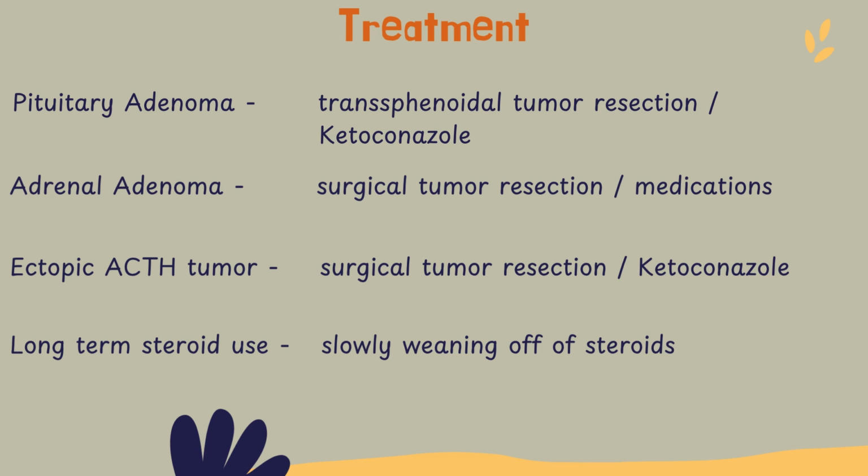And last but not least, if our Cushing's syndrome is due to long-term steroid use, the treatment involves gradually reducing the steroid dosage, and it has to be done very carefully, of course, because we don't want to cause issues with the adrenal gland not functioning and the patient being completely devoid of steroids.